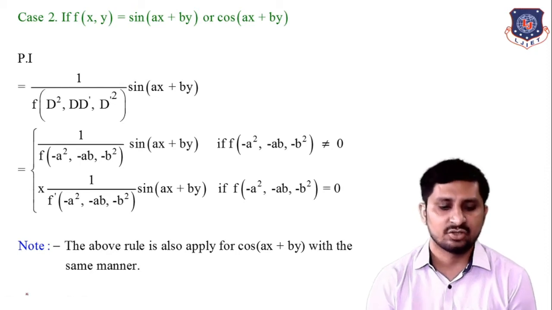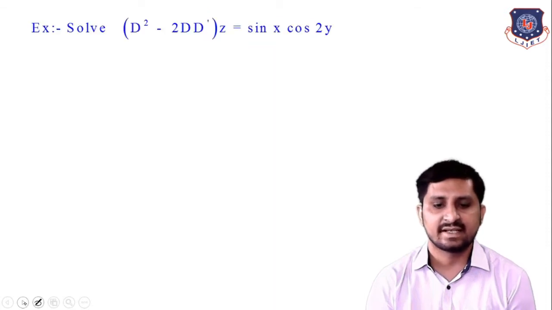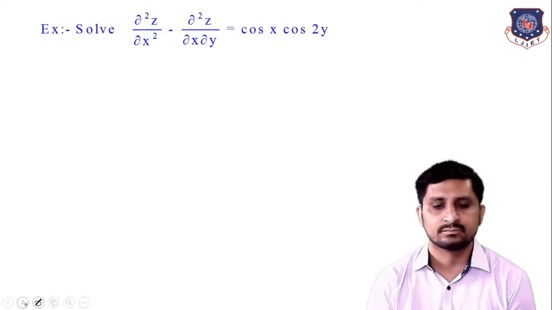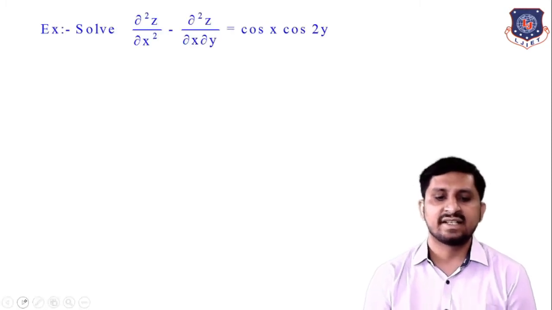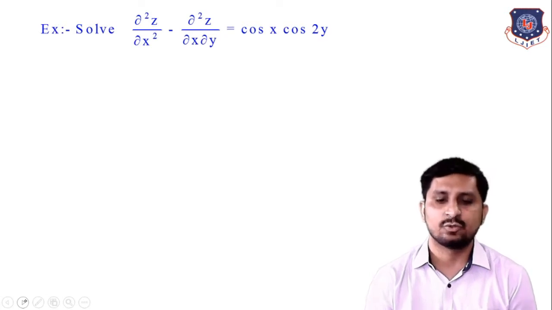We already solved two examples in the last lecture. This is our first example, if you remember, and this is our second example: D square minus 2D dash z equals sin x into cos 2y. Let's solve one more example: del square z by del x square minus del square z by del x del y equals cos x into cos 2y.